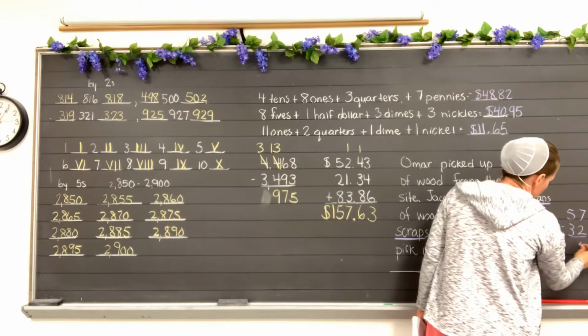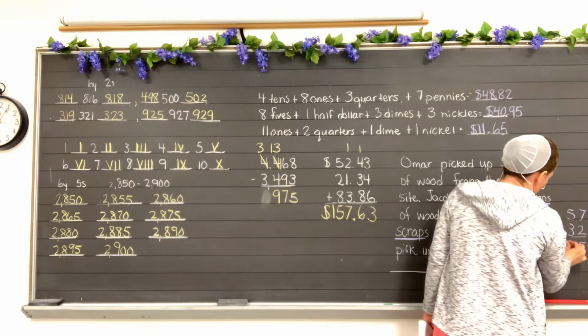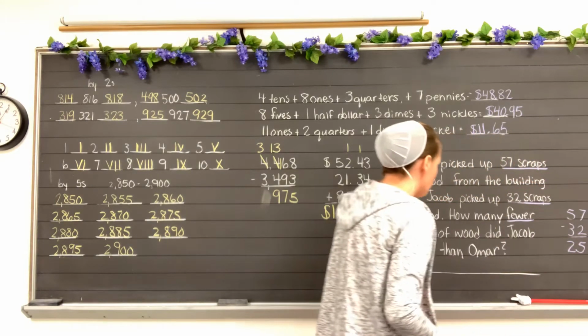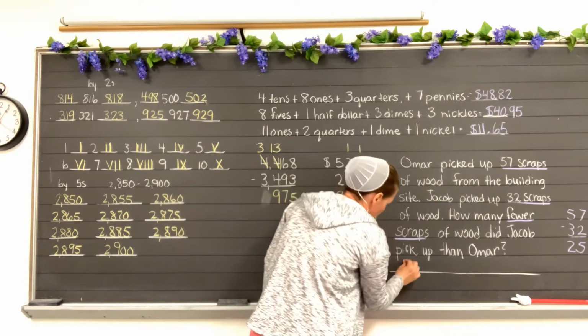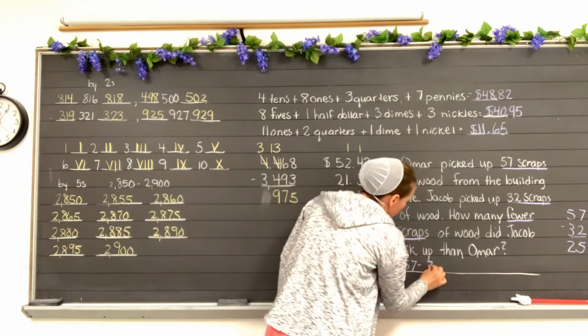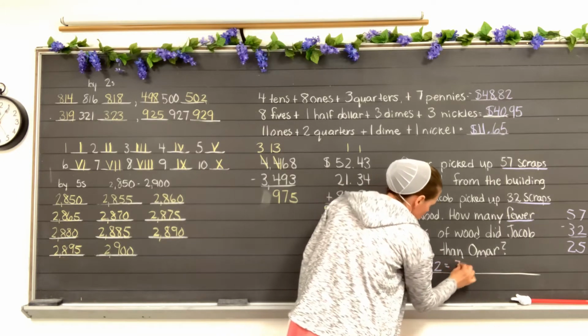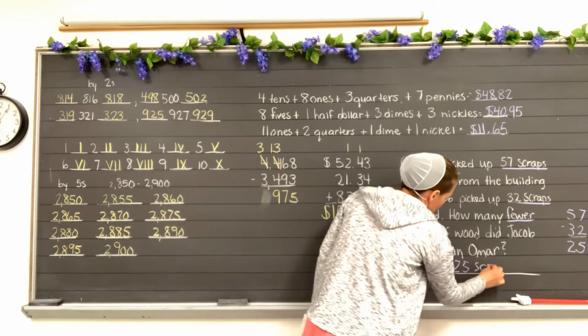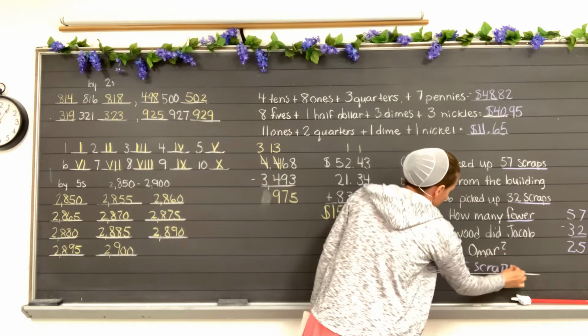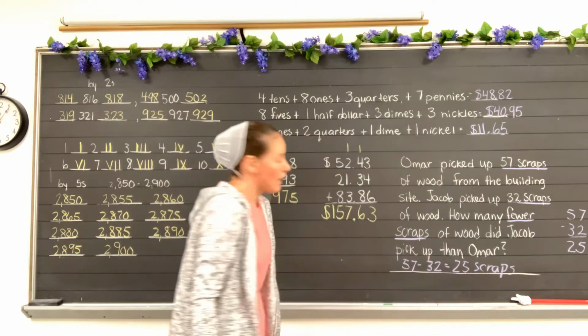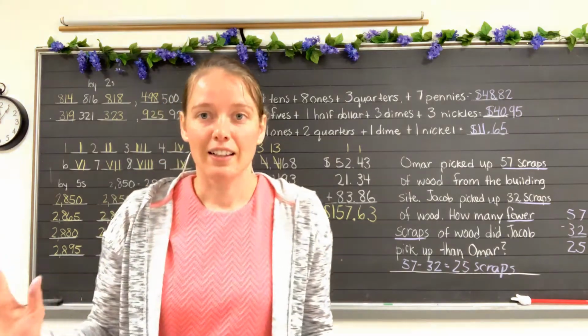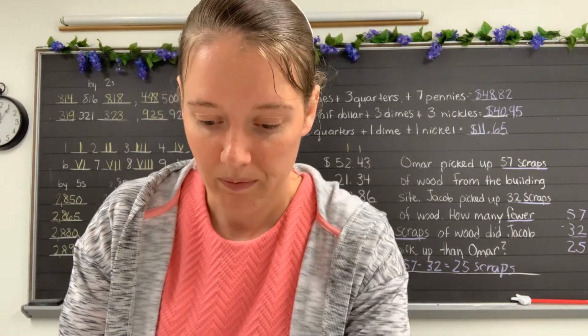7 minus 2 is 5. 5 minus 3 is 2. So 25 scraps. And we'll just put it in here. 57 minus 32 equals 25 scraps. Okay, that does that.